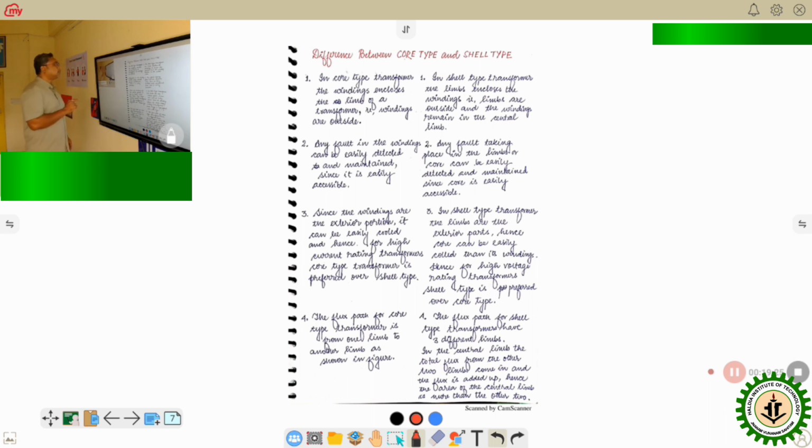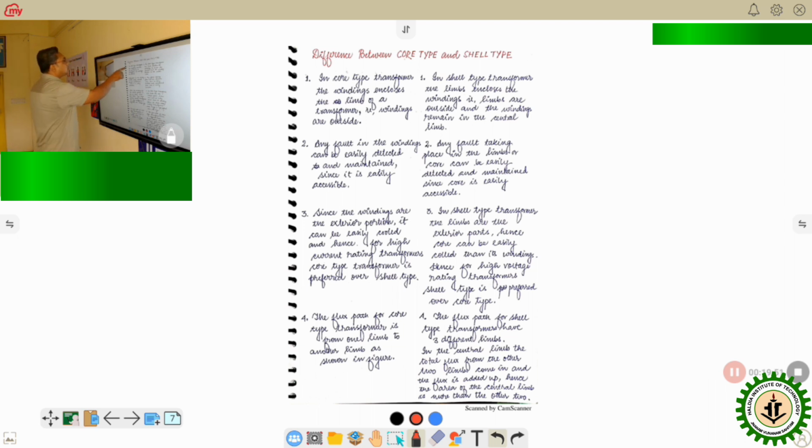So the first thing is what? In core type transformer, the windings enclose the limb of the transformer, meaning the windings are wound over the limb, and in shell type the limbs are the exterior part, whereas the windings remain as the inside portion. The limbs enclose the windings in shell type.